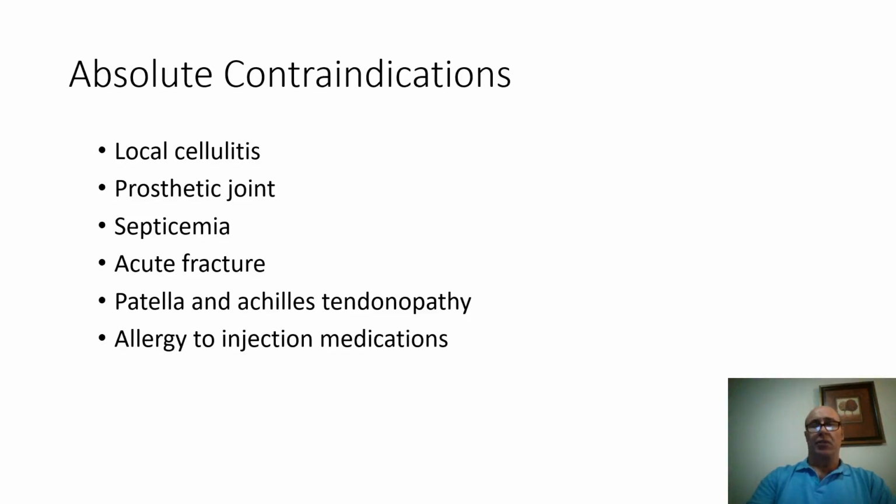Absolute contraindications for local injections are really infective problems. So if there's suspicion of local cellulitis, if the joint is an artificial joint or prosthetic joint, there's definitely a contraindication for injection. Any systemic infection, septicemia, one should not inject in these cases. If the patient has a fracture, you don't want to be injecting it with steroids. Be very careful about injecting the large tendons, such as the patellar tendon or the Achilles tendon. There are enormous forces going through these tendons, and injection of steroids in or around the tendon can cause the tendon to weaken and to rupture, which is very problematic in terms of reconstruction. If the patient has a history of allergy to injections, also be wary of this.